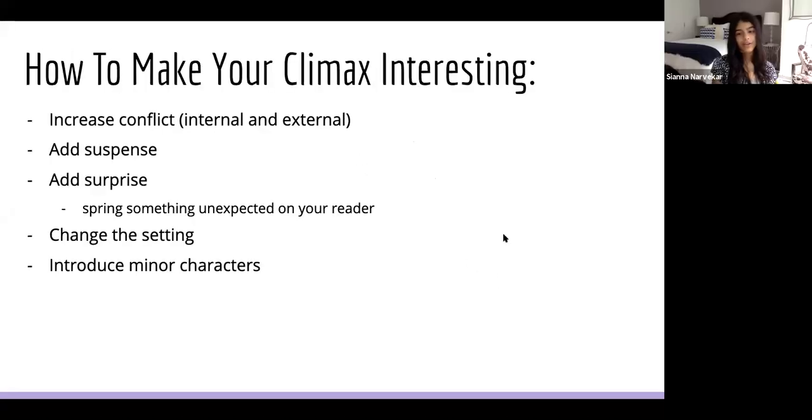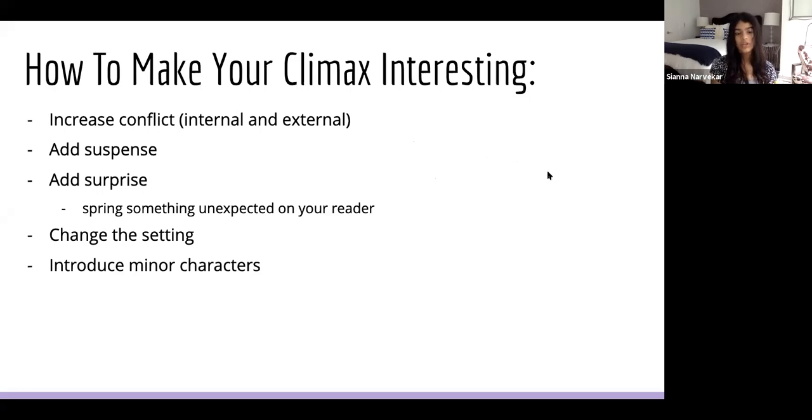So how do you make your climax interesting? This is the middle point of your book. And usually, if your climax is not interesting, your reader is not going to want to read more. So you have to make sure your climax continues to draw your reader's attention and keep them attentive for the whole book. So you can increase conflict, add suspense, or add surprise, so you can spring something unexpected on your reader.